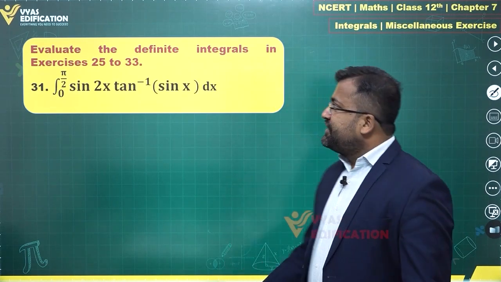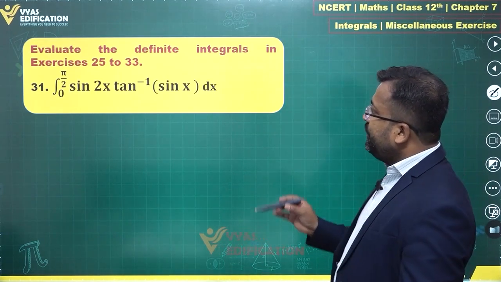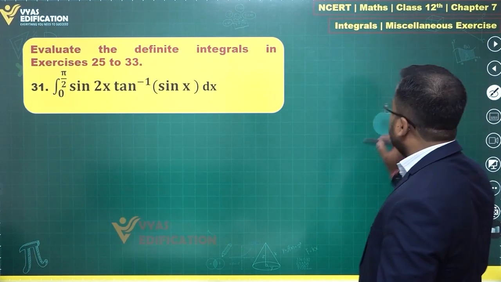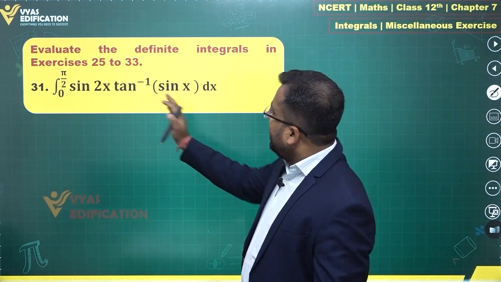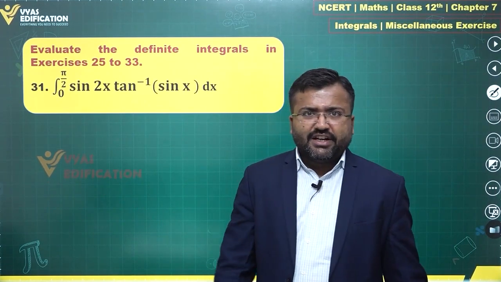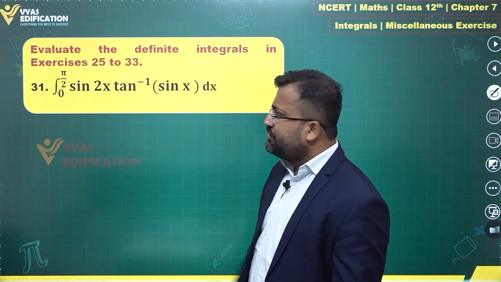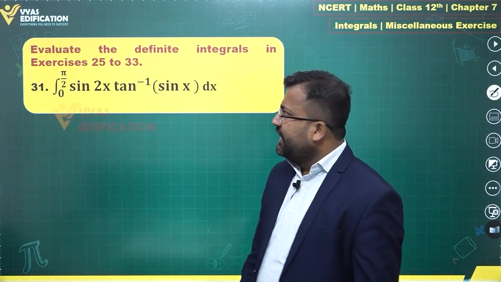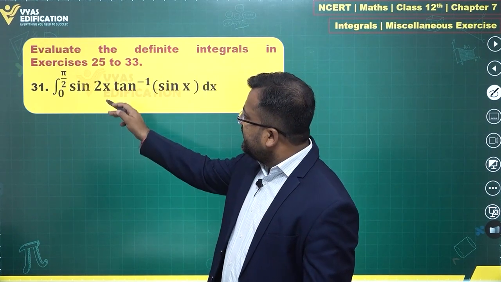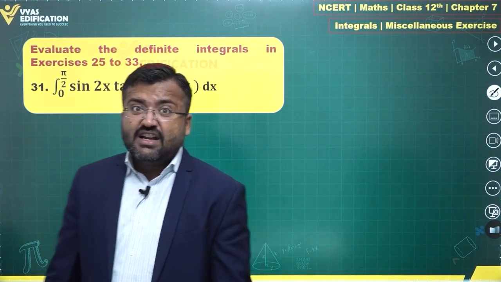Question number 31 says, integrate from 0 to pi by 2 sin 2x tan inverse sin x. How will we handle this one? So, tan inverse sin x is pretty complicated in itself. We'll have to first make the substitution that sin x equals t. Do we see the derivative of sin x outside? Yes, the derivative of sin x is hidden in that sin 2x.